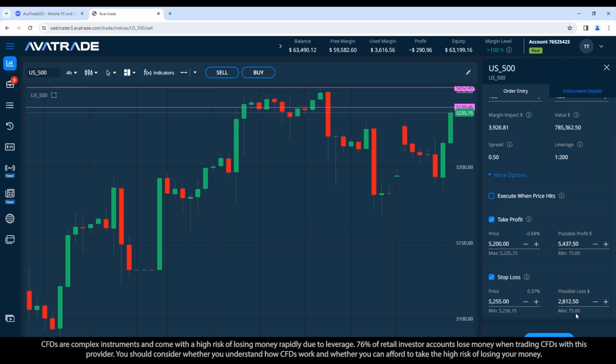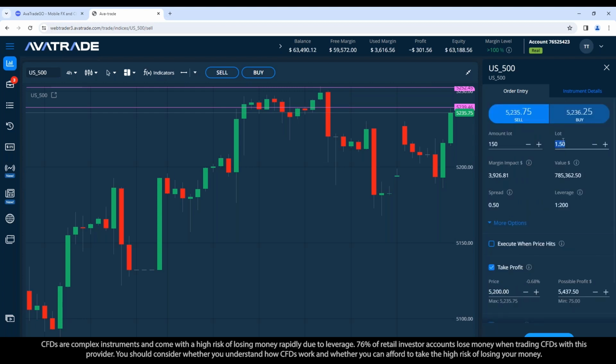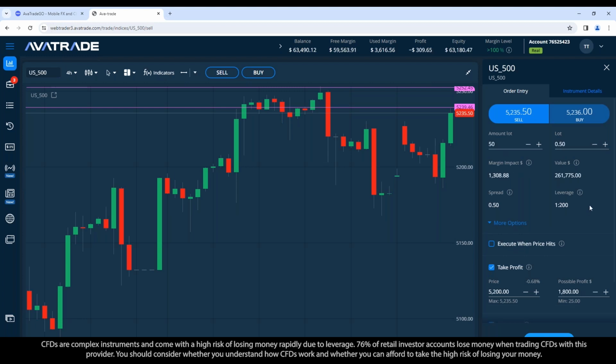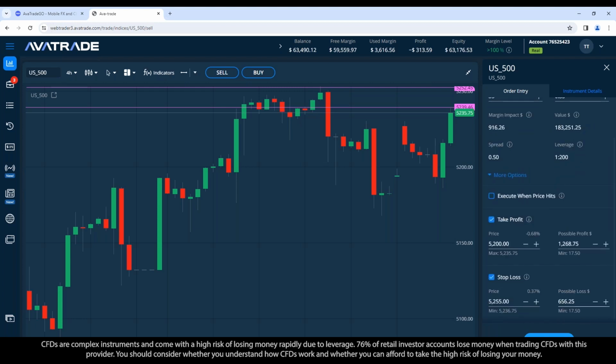And now we just need to adjust the trade size. So if I go to, say, half a lot, now I have a risk of about 950. 0.35 lots, risk of about 1% of my balance. And again, I keep doing examples of around 1% of my balance.